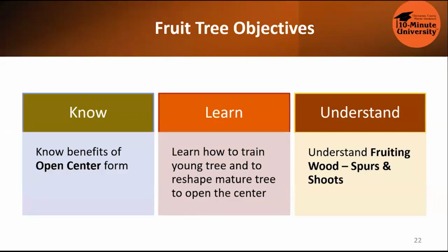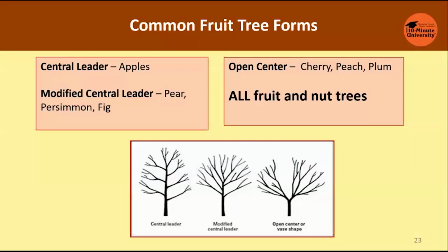Now, let's move on to fruit trees. My focus here would be on the tree's form for easy access and how to manage fruiting wood. Fruit trees naturally want to grow a certain shape. For example, apples like to grow as a central leader. Peaches like to grow as an open center. But all fruit trees can be trained into an open center form because it's what I prefer for the home orchard because it's easier to manage, it's safer to reach all parts.